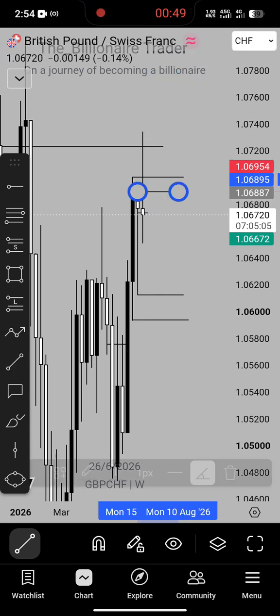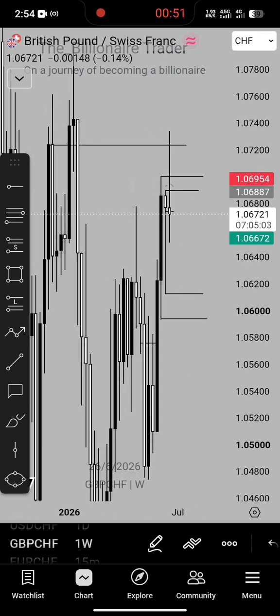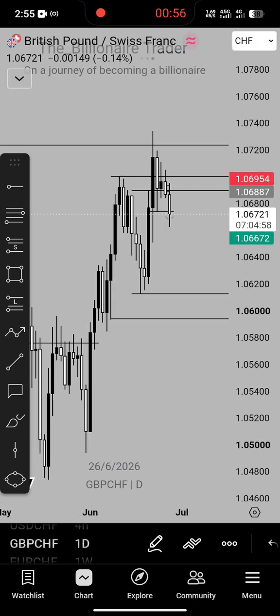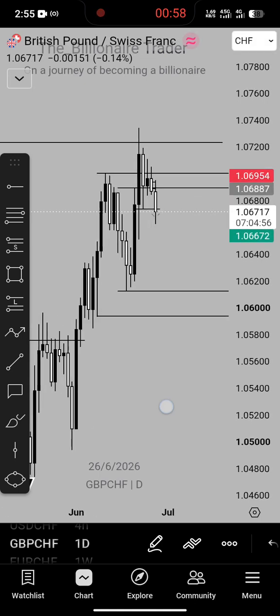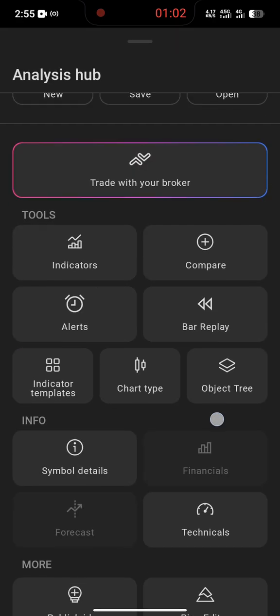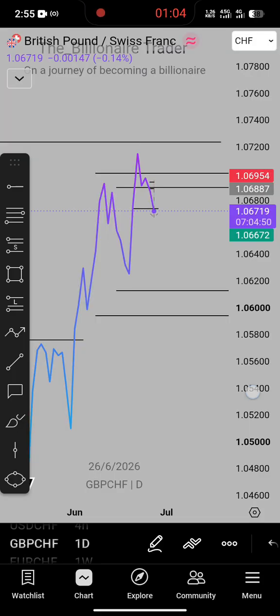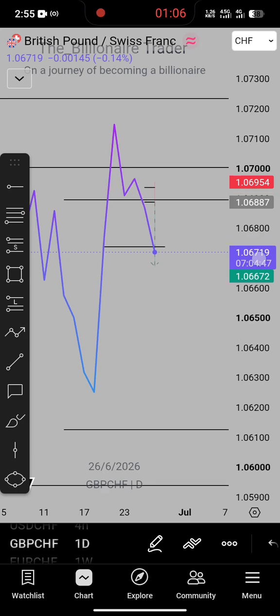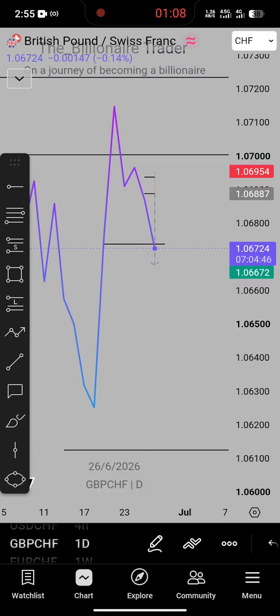So now after sweeping the high and rejected from the key level, let's go to daily time frame. We need to see a breakout on daily time frame. That's going to be a confirmation. Now let's change to line charts. As we can see, we have a breakout already. So let me delete this.